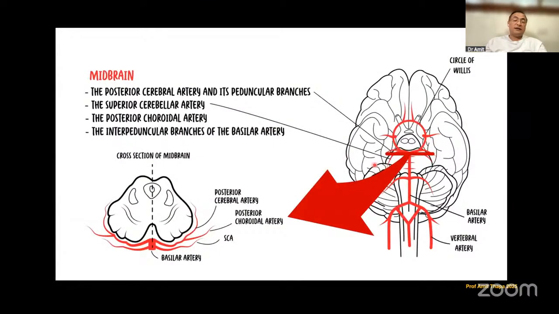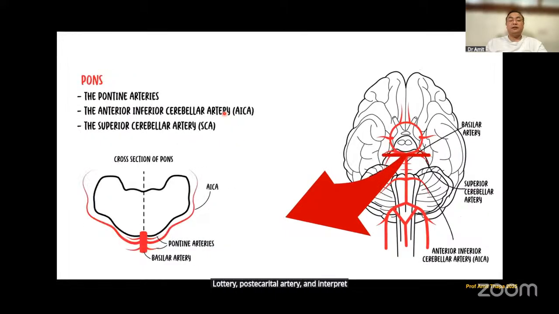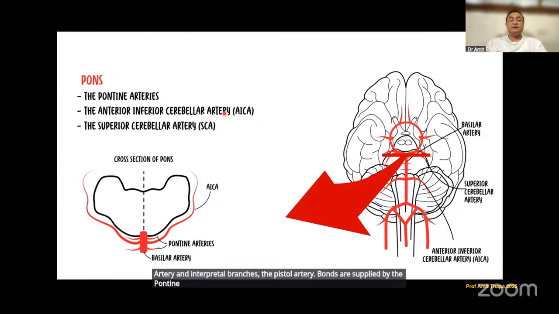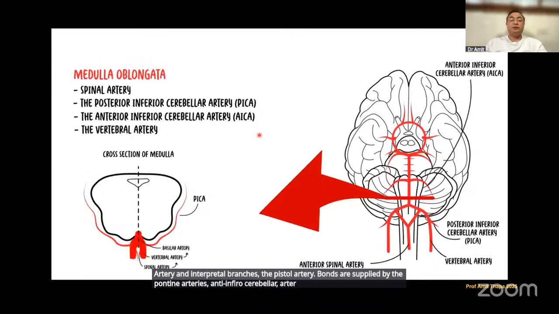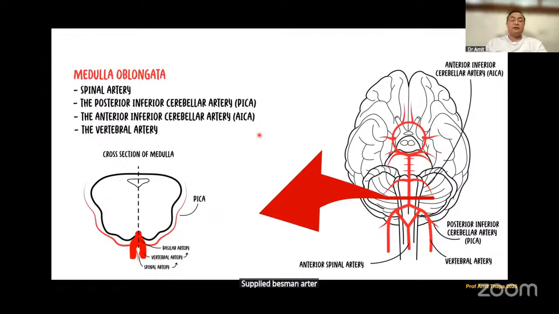Now, regarding the vasculature of the midbrain, it is supplied by the posterior cerebral artery and its particular branches, the superior cerebral artery, posterior parietal artery, and interpeduncular branches of the basilar artery. Pons is supplied by the pontine arteries, anterior inferior cerebellar artery, and superior cerebellar artery. Medulla oblongata is supplied by the spinal artery, posterior inferior cerebellar artery, anterior inferior cerebellar artery, and vertebral arteries.